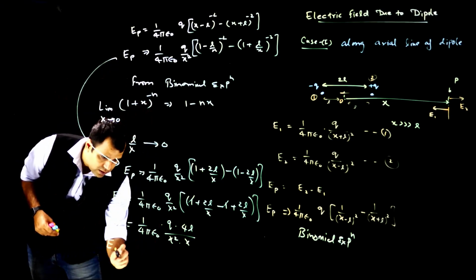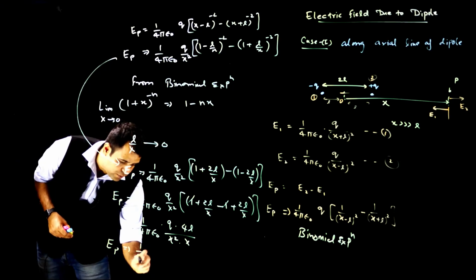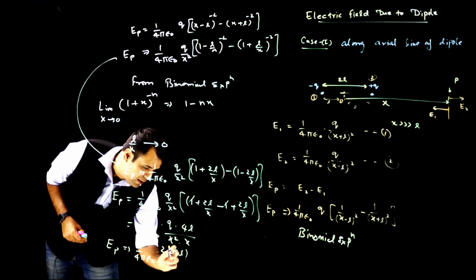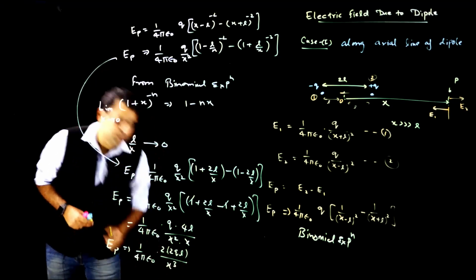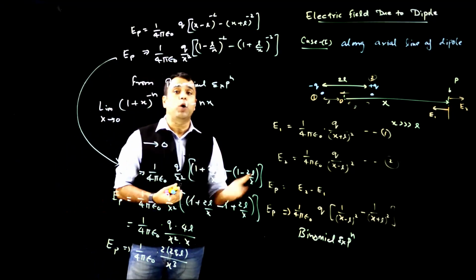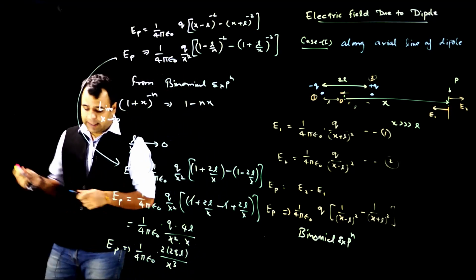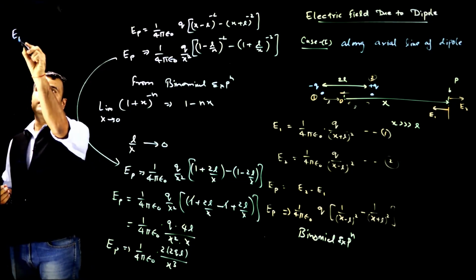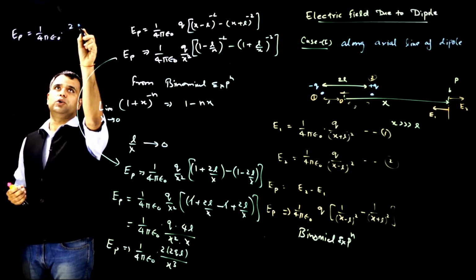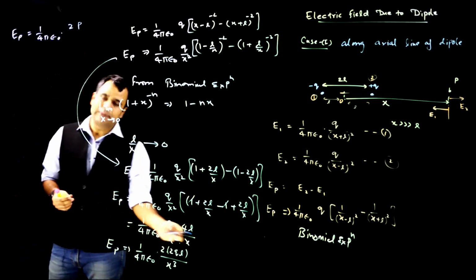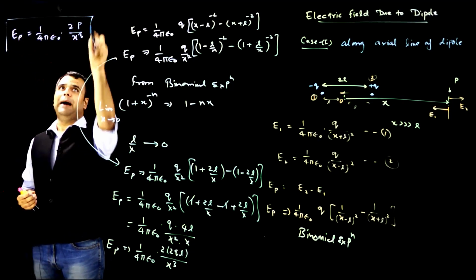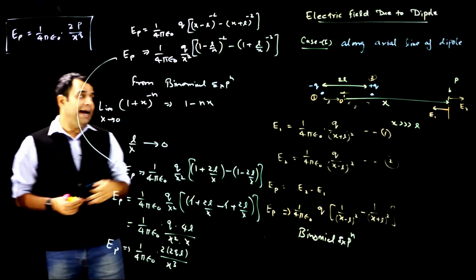Or EP is equal to 1 upon 4 pi epsilon naught times 2 times 2qL upon x cube. So you can see this 2qL is the dipole moment. So EP will be equal to 1 upon 4 pi epsilon naught times 2 times p upon x cube. So that becomes the magnitude of the electric field at point P.